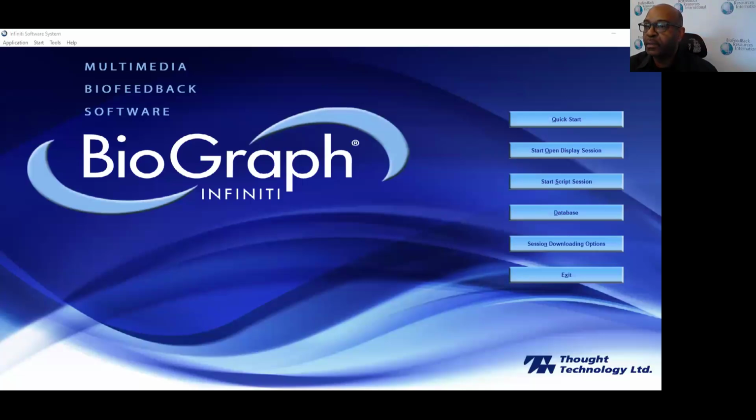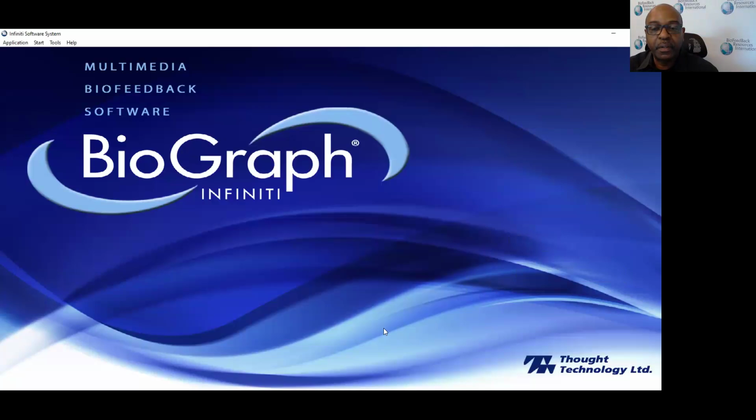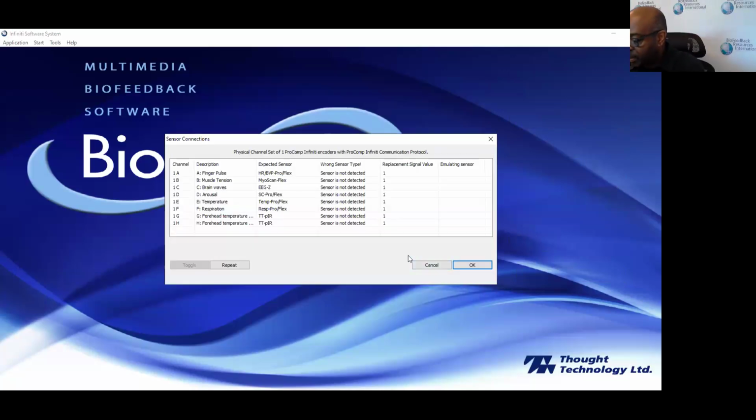Okay, so now hopefully you can see the screen. I'm going to go to Quick Start, and I will go to muscular relaxation, turn my instrument on. Okay, and now I'm going to plug my sensor in where it says muscle tension B. So I'm going to plug my sensor in there.